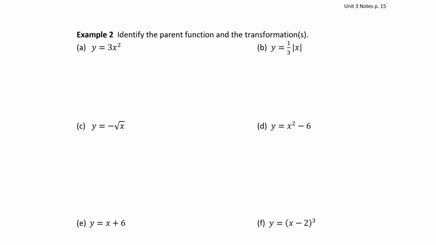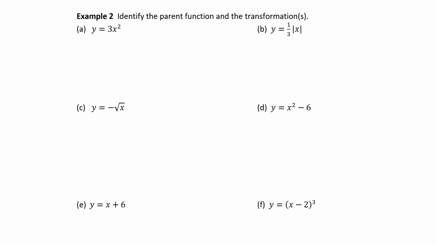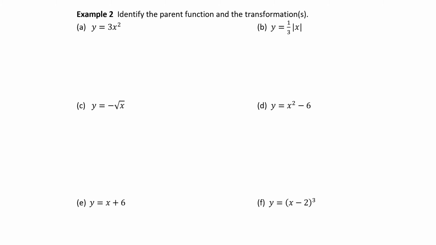Example 2, identify the parent function and the transformations. So we did this in the last video. We want to figure out who's the daddy, right? Who is the parent function? In this case, we have y equals 3x squared. That corresponds to the parent function y equals x squared. Let me go ahead and label that as the parent function. But this function is multiplied by 3. So this multiplier represents a vertical stretch. So our transformation is to stretch by a factor of 3.